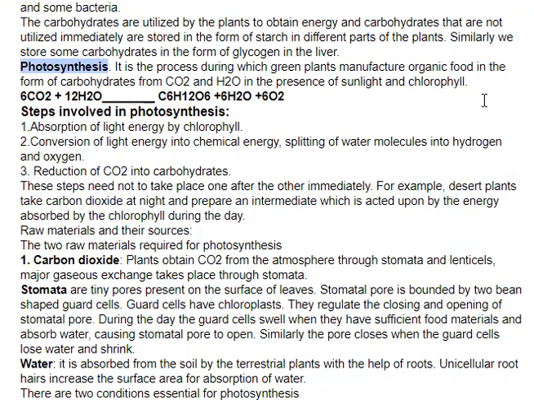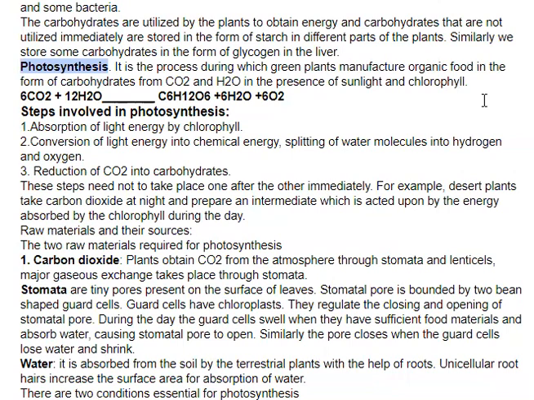So what are the steps of photosynthesis? First, absorption of light energy by chlorophyll; then conversion of light energy into chemical energy and splitting of water molecules into hydrogen and oxygen; and reduction of carbon dioxide into carbohydrates. So these are the 3 steps involved in photosynthesis and important from the examination point of view. Now, these steps need not take place one after the other immediately.